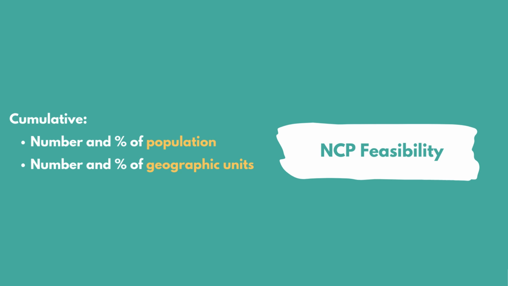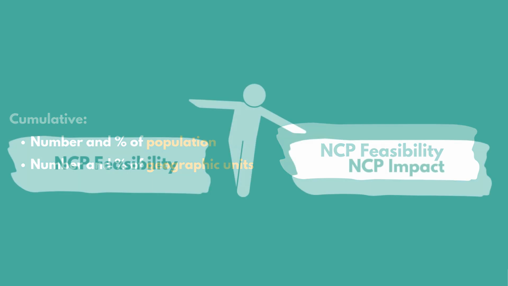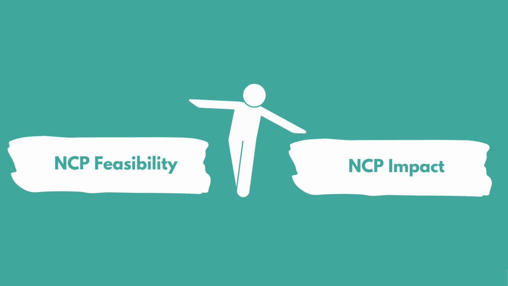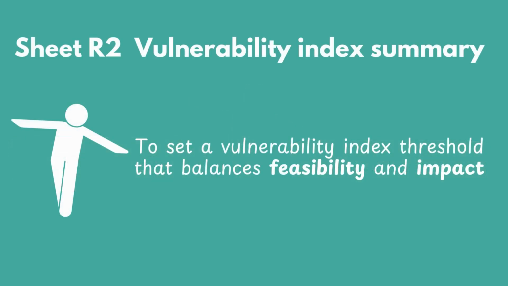Cumulative figures on the population living in PAMIs and on the number and percentage of geographic units that would be PAMIs depending on the vulnerability index threshold selected are proxies for the feasibility of the future NCP. Figures provided in Sheet R2 are essential to determine the vulnerability index threshold value, which in the country-specific context is high enough for the NCP to be feasible, while being low enough to maximize the potential impact of the NCP. Overall, figures provided in Sheet R2 are critical for discussion at the PAMI workshop for stakeholders to collectively decide on a vulnerability index threshold that represents the best balance between the feasibility and the potential impact of the future NCP in the country-specific context.